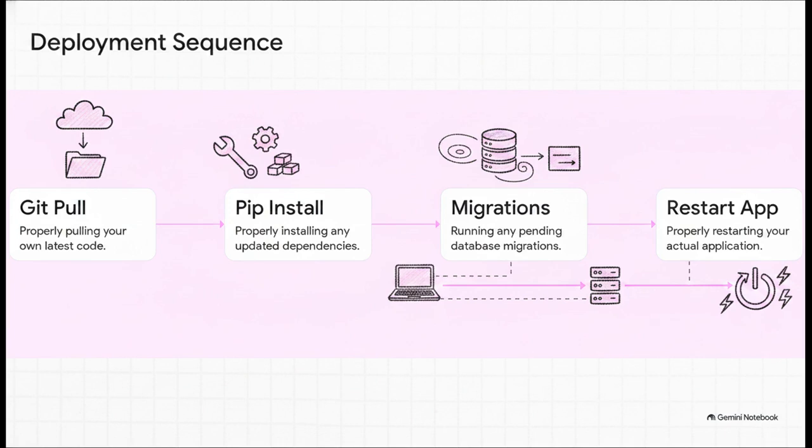First up, use con.run to execute a git pull, grabbing your latest code. That's a concept we touched on way back in our very first explainer. Second, you run a pip install for your requirements. Third, you run your pending database migrations, whether that's Alembic or Django's built-in system from our 29th and 43rd explainers. And fourth, you properly restart the application. That's it. One single command on your local machine executes this entire structured sequence remotely.